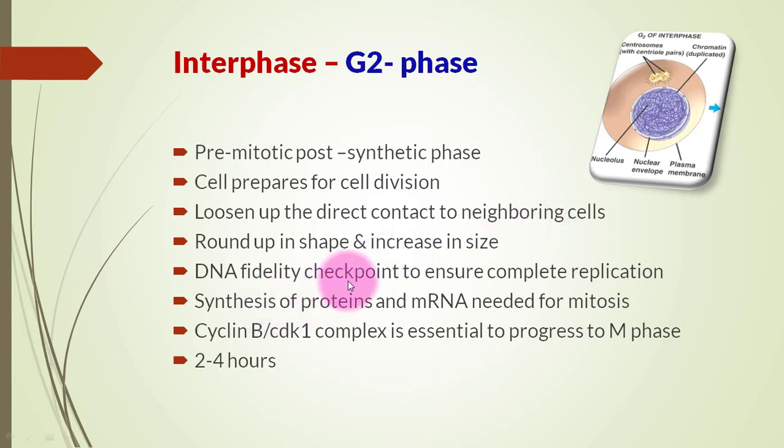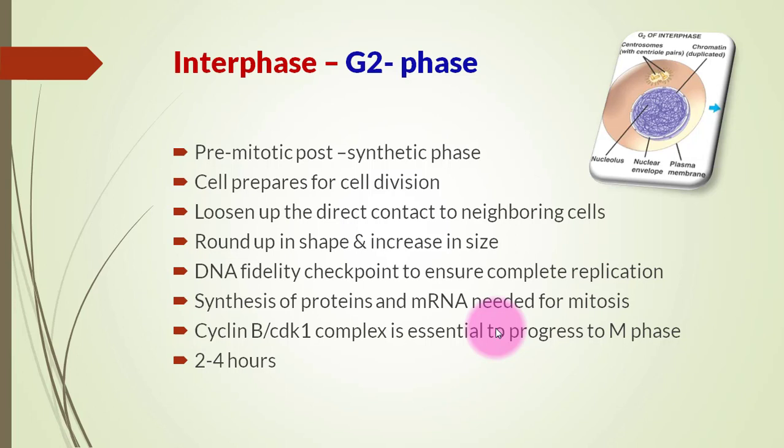The DNA fidelity checkpoint also ensures a complete replication. So the cell is not allowed to go from the G2 to the M phase unless the cell ensures that its DNA is completely replicated and there are no major errors in the DNA products, and then the cell also, as I said, synthesizes all the proteins and the messenger RNA needed for the mitosis.